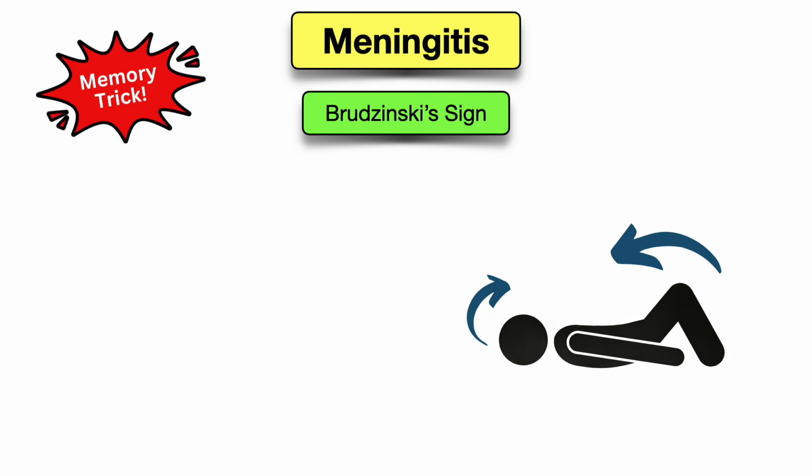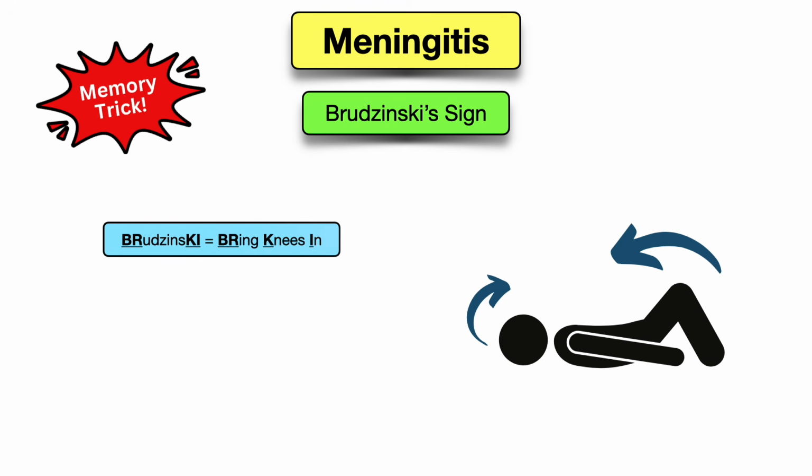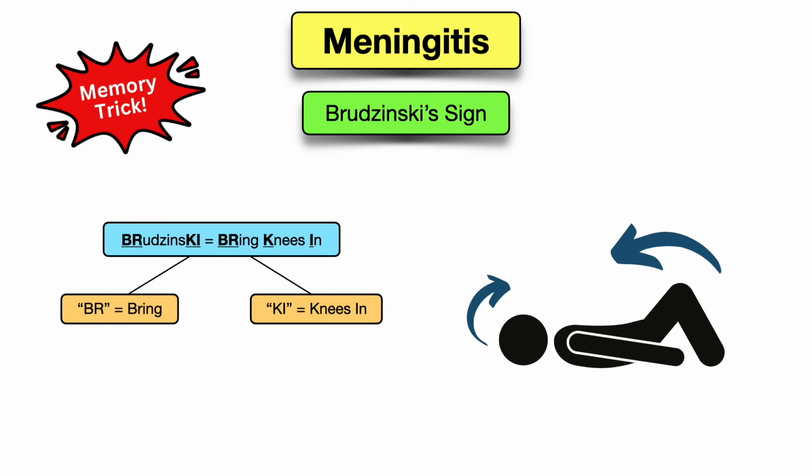There are two signs of meningitis that you need to know for physical exam. The first is Brudzinski sign. The memory trick for this is to take the BR at the beginning of Brudzinski to remember the word bring. Bring starts with BR. And then take the KI at the end of the word Brudzinski to stand for knees in. This will help you remember the phrase bring knees in.